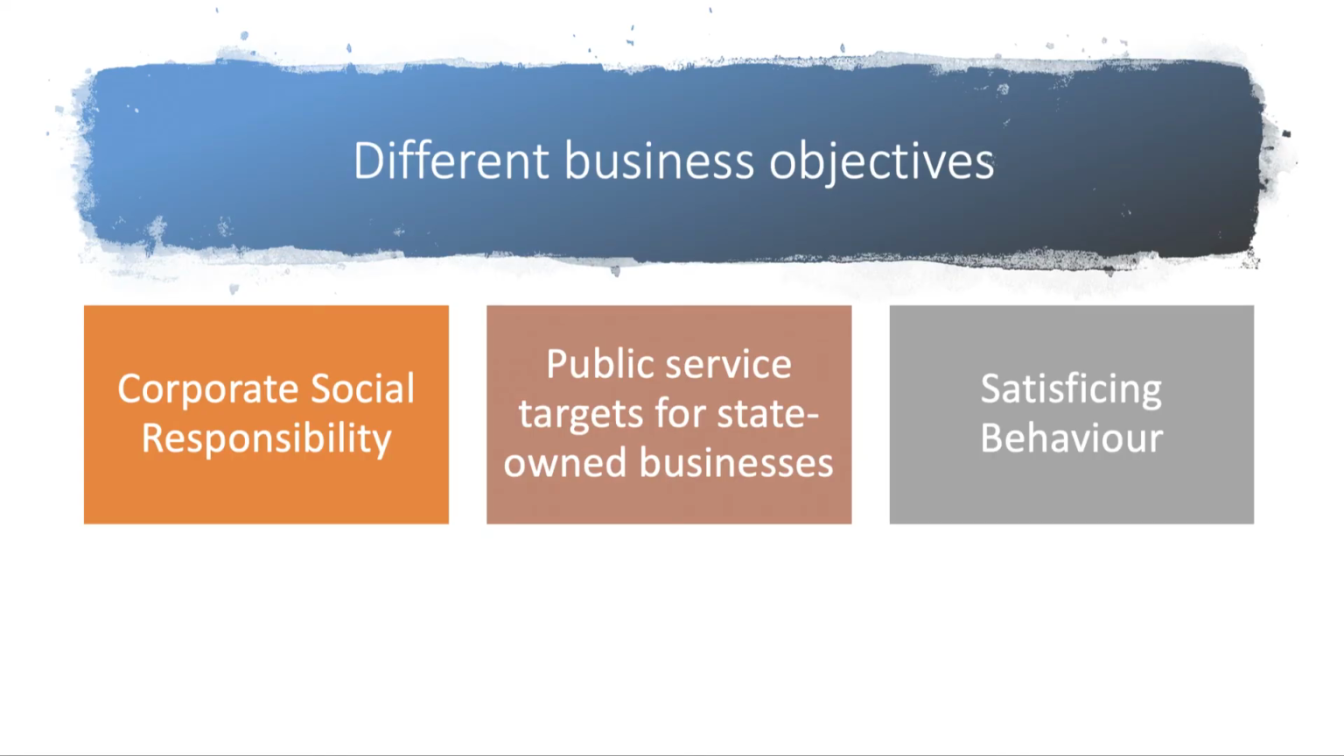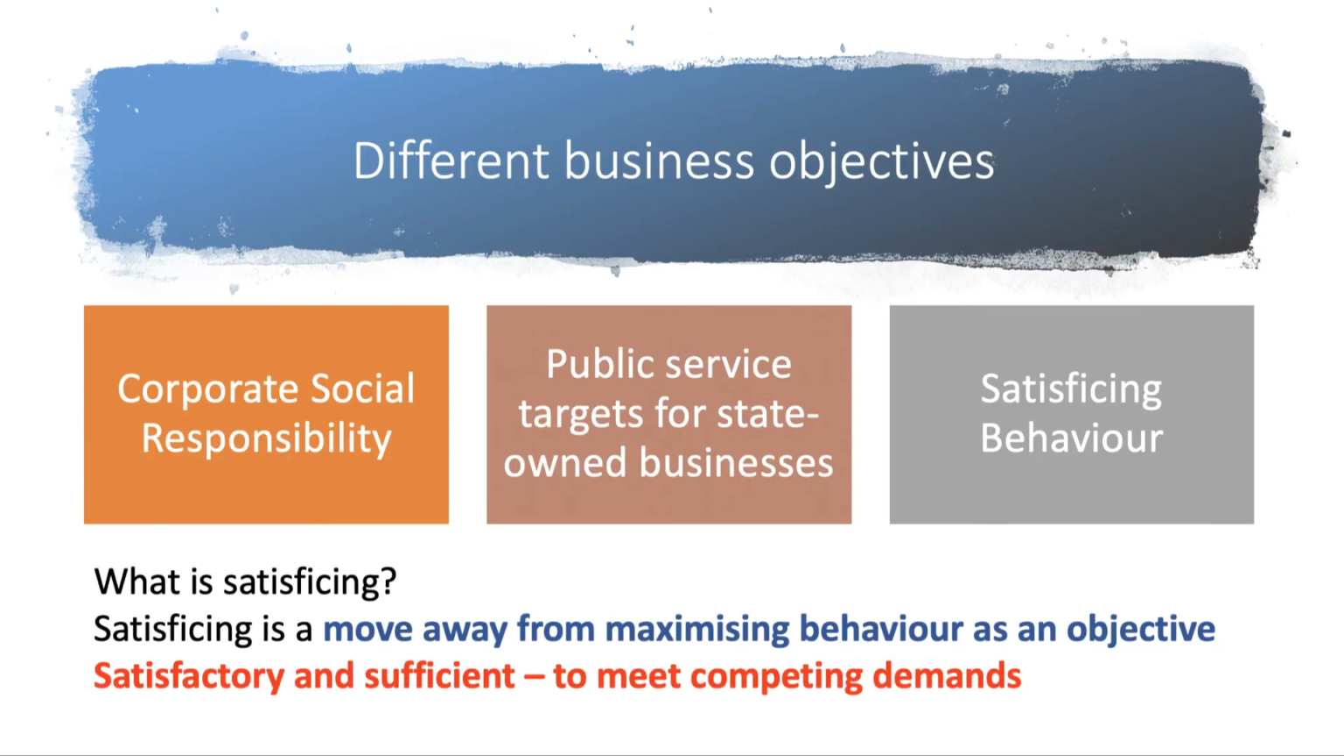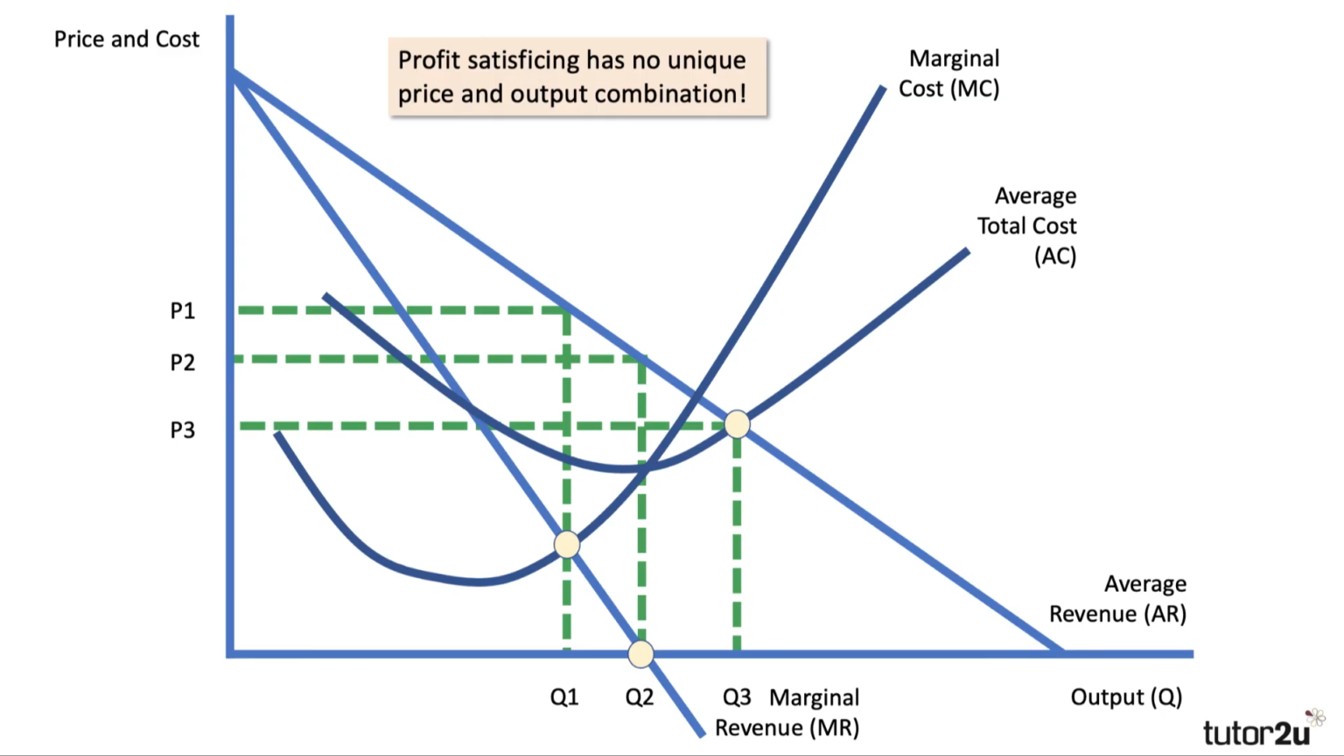And something called satisficing. I just want to finish my video with the idea of satisficing. This is really important. Satisficing is a move away from maximizing behavior. So satisficing is basically saying a business will choose a price and an output where they make a satisfactory and sufficient profit, but not necessarily the maximum profit. Enough to meet the competing demands of shareholders, the stock market, and other stakeholders in the firm. That's what we call satisficing. Now, profit satisficing has no unique price and output combination.